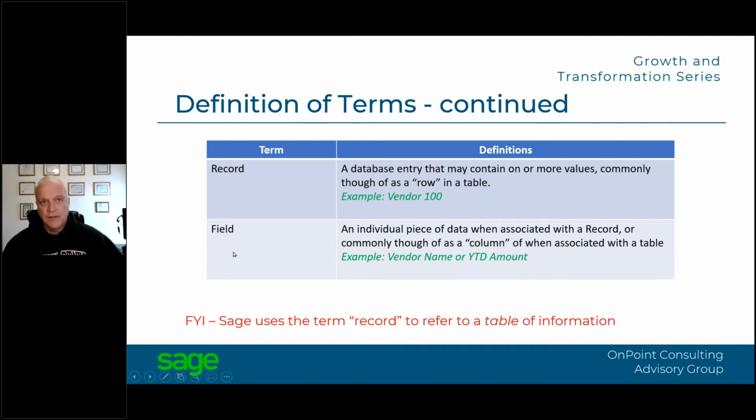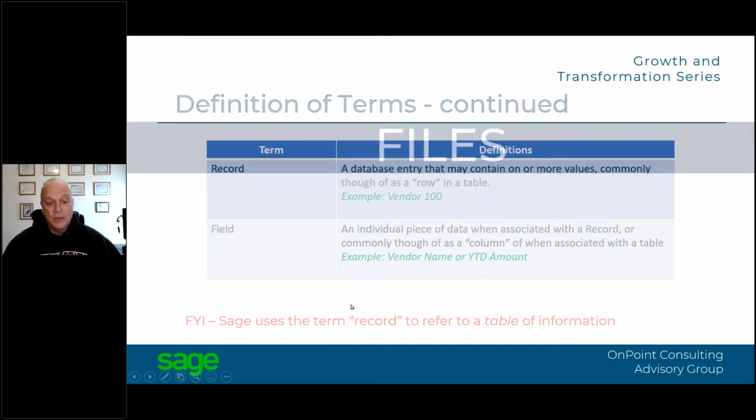And then the concept of fields. A field is a piece of information within the record. So within your vendor table, you've got a vendor ID and a vendor name and a vendor address. Those are three different fields within the record or table. So to add even more confusion, in Sage they use the term record to refer to a table. So if your eyes aren't rolled back in your head already, that's a heads up, and we'll talk about that in a bit.